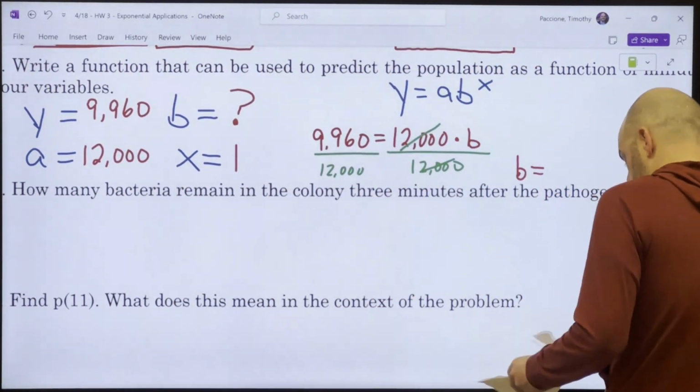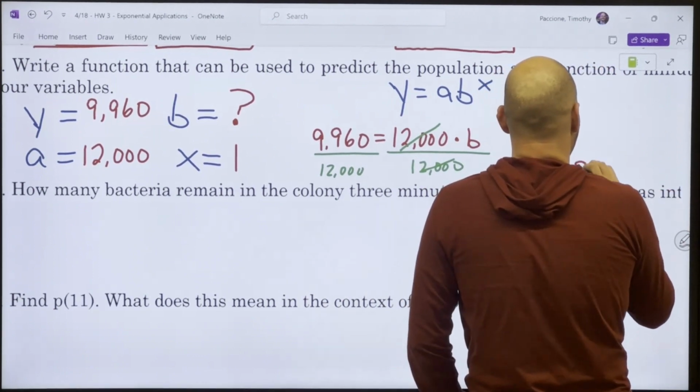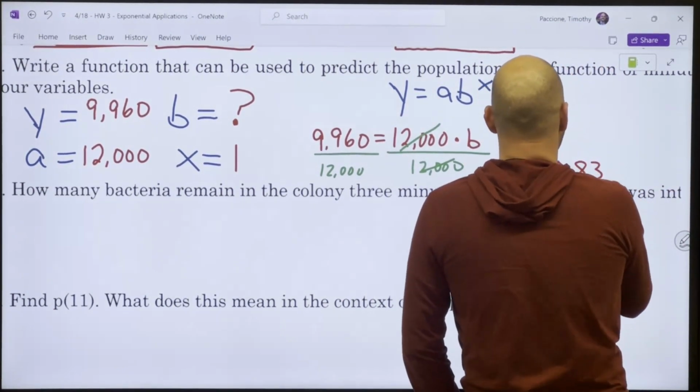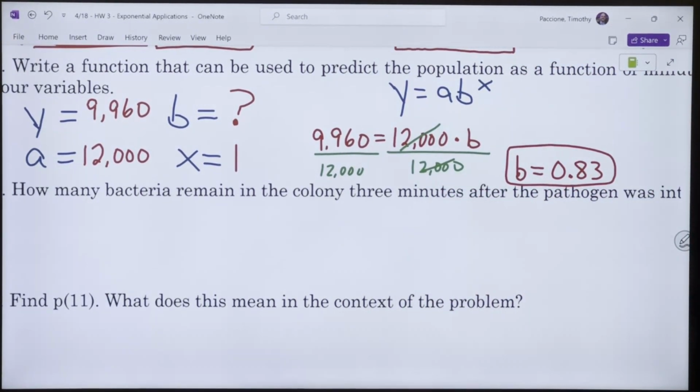I'm hearing different answers. 0.83. So my B is 0.83. Now, how can I sense check that that was a good B? Sense check. Plug it in for 12,000 times 0.83. Okay, so that's like check. But if I'm just sense checking, I'm looking at my B. What is my B? It's 0.83.